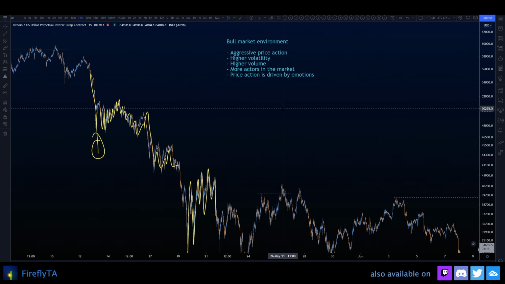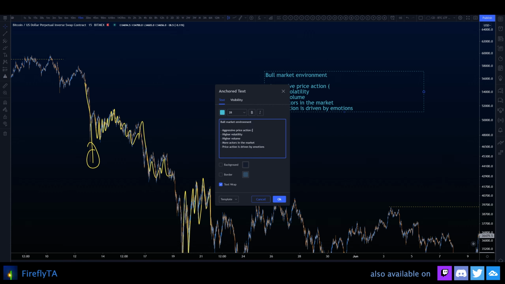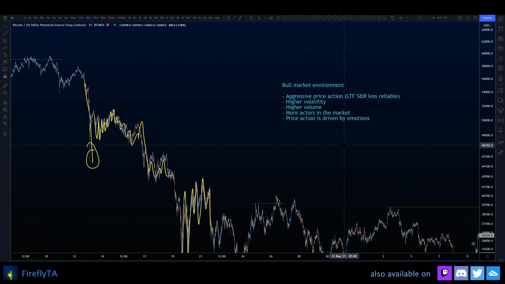So the key takeaway is bull market environment, aggressive price action, very dangerous if you don't know where the key support and resistance is. So lower time frames, less reliable. Low time frame support and resistance is less reliable. We have a higher volatility in general. We have higher volume, more actors in the market, and price action is driven by emotions.